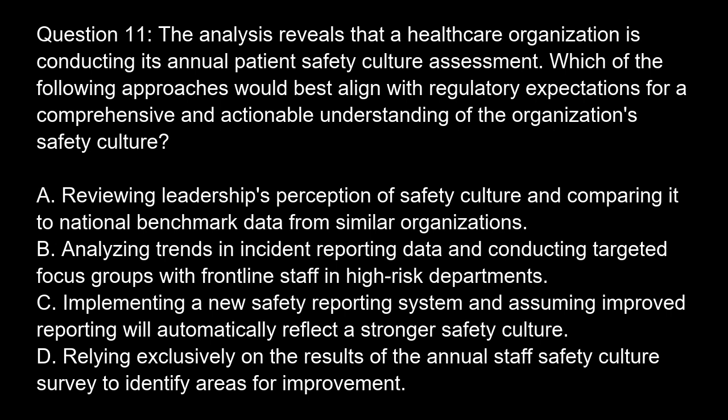Option B. Analyzing trends in incident reporting data and conducting targeted focus groups with frontline staff in high-risk departments. Option C. Implementing a new safety reporting system and assuming improved reporting will automatically reflect a stronger safety culture. Option D. Relying exclusively on the results of the annual staff safety culture survey to identify areas for improvement.